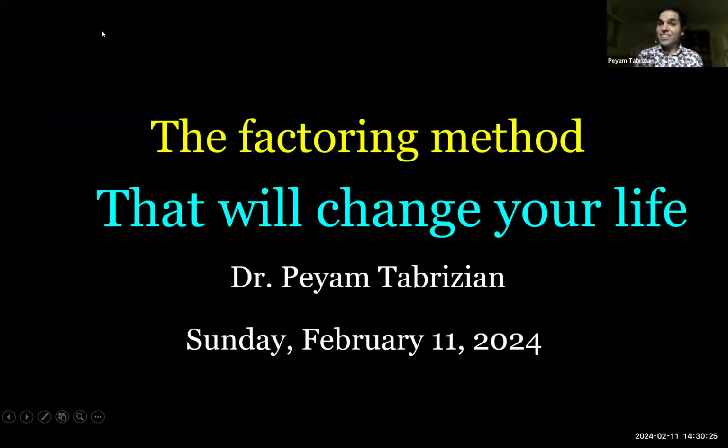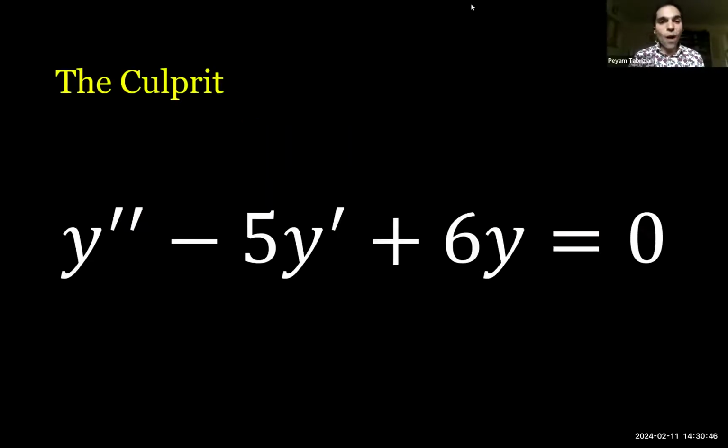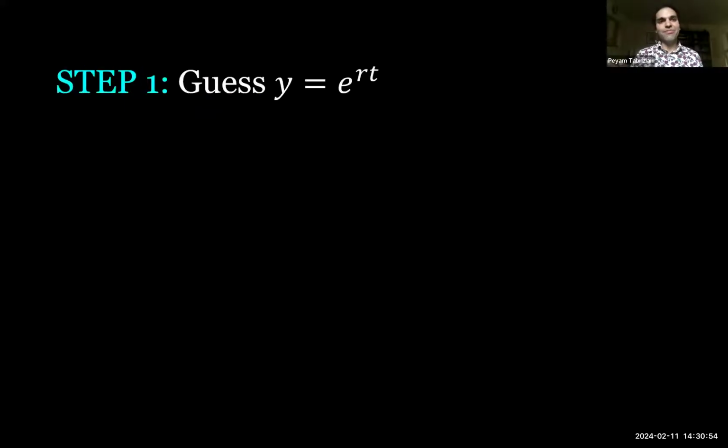All right, so let's get this ODE party started. Hello, everyone, and welcome to the factoring method that will change your life. Just a little disclaimer, I did not come up with this method, but I feel it's not talked about enough, and I feel this should be the way you should teach ODEs. Now, let's talk about our culprit: y double prime minus 5y prime plus 6y equals 0. And let me know if you're guilty of teaching it the following way.